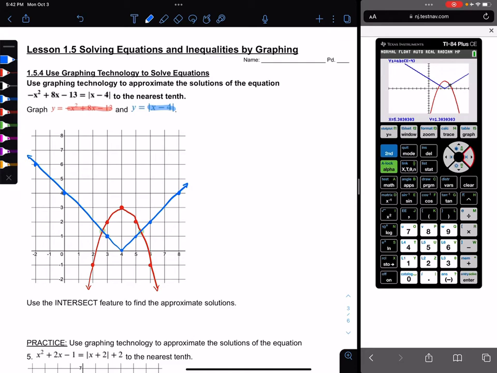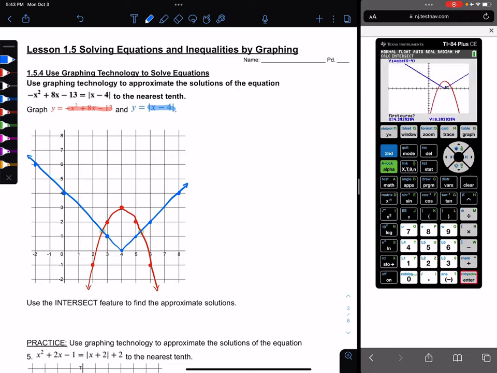Now, that trace isn't going to give us exact answers, and we probably shouldn't be too reliant on it because we want to be as accurate as we can. So what we're going to do is hit the second key and then hit the trace button again, and that'll bring up calculate. We're looking for intersection points, so that pretty clearly means we should go to option number 5.